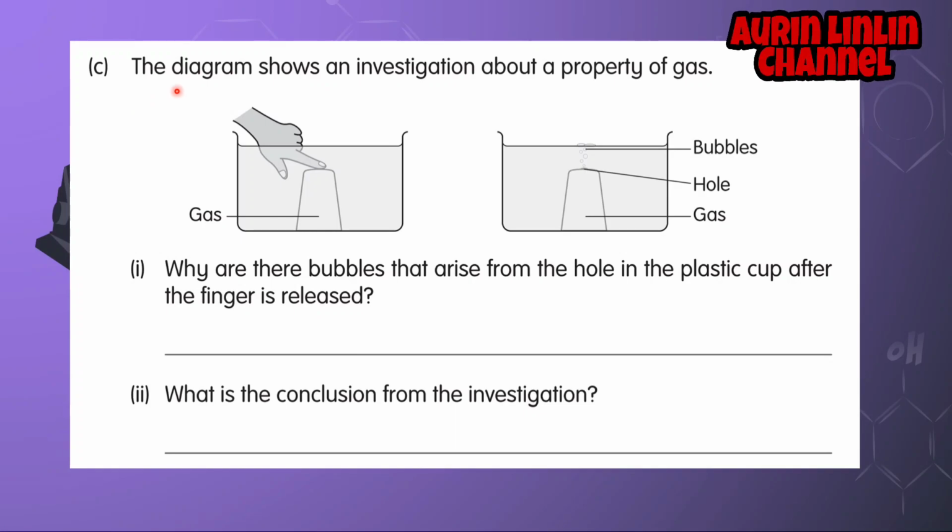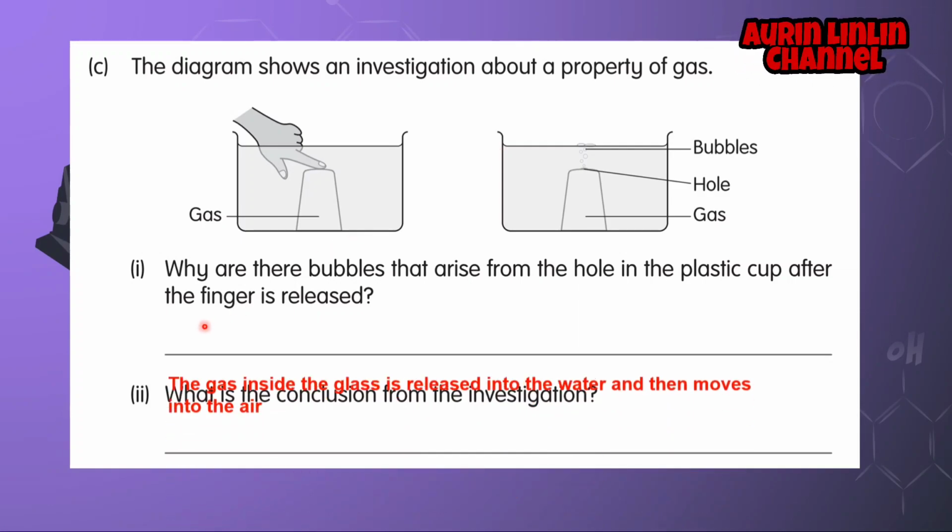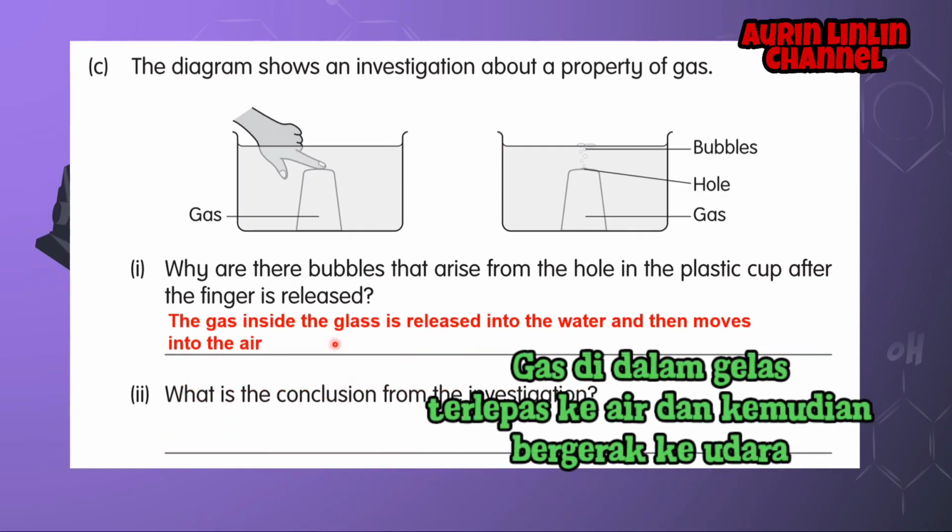Okay, next, the diagram shows an investigation about a property of gas. Look at the experiment. Question 1. Why are there bubbles that arise from the hole in the plastic cup after the finger is released? Okay, look at this. You can see bubbles after you release your finger. And the answer is, the gas inside the glass is released into the water and then moves into the air.